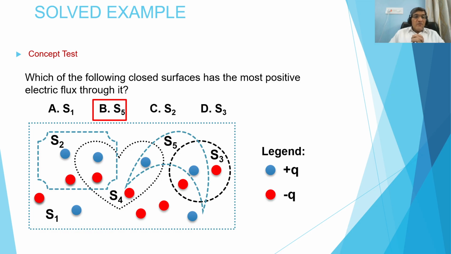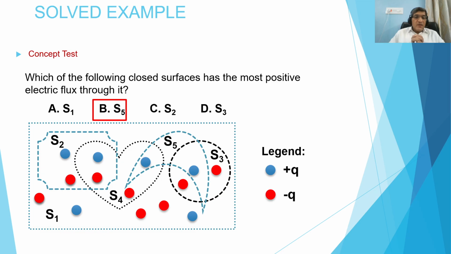So what is the flux? Flux is determined by the total net charge enclosed inside the surface. So our S1 surface, which is a rectangular surface, contains 8 negative charges and 6 positive charges. So the net charge is minus 2q. So this is not the right answer. We have to find the most positive electric flux through the surface.